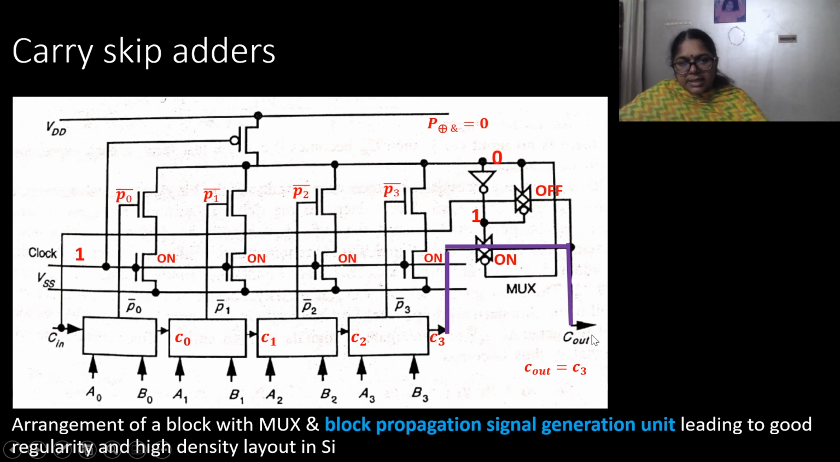So what does this mean? If the block propagation signal was 1, irrespective of what is happening in the adder cells, it does not matter, C out will be equal to C in. But when the block propagation signal is equal to 0, then in that case the carry which has been generated by each adder cell has to be propagated to the next adder cell, and finally C3 is obtained, and that C3 is the value of C out of this particular block.